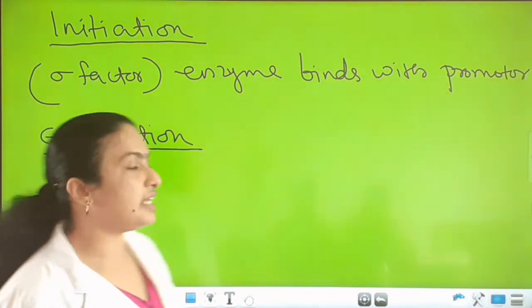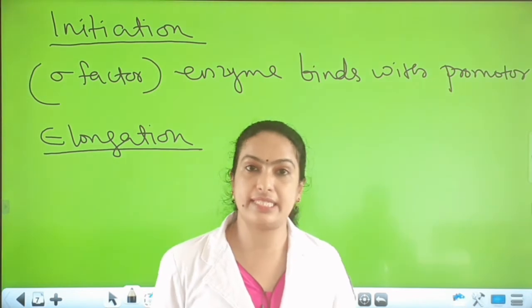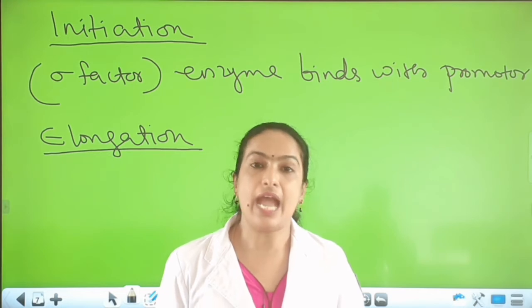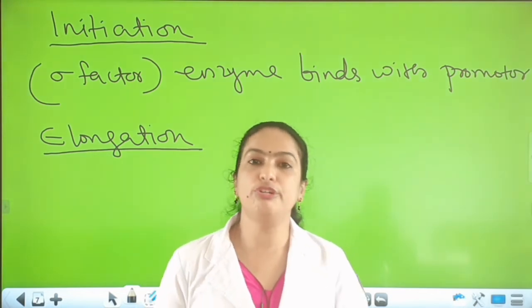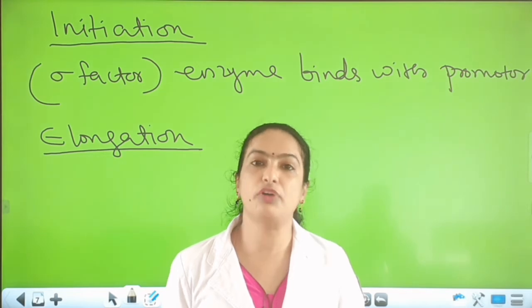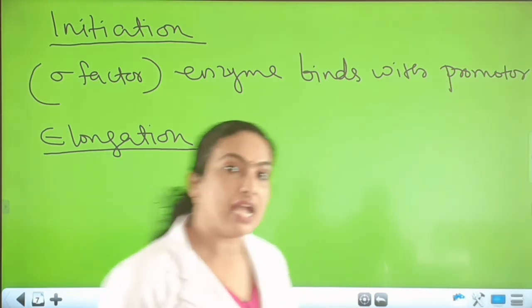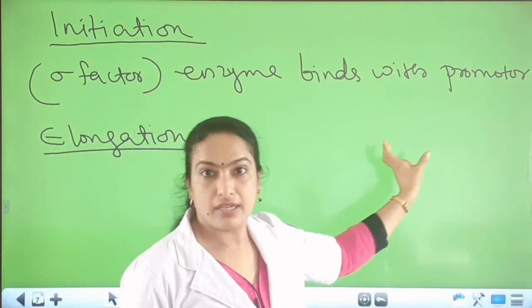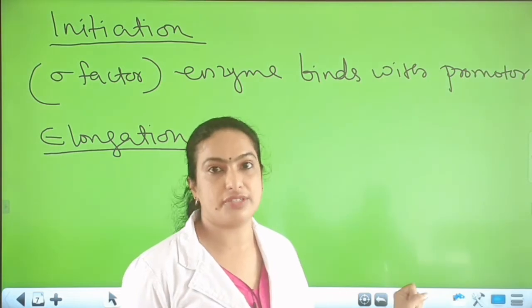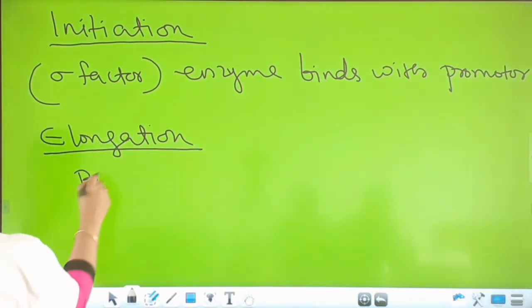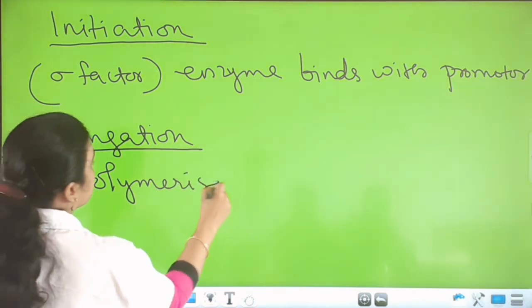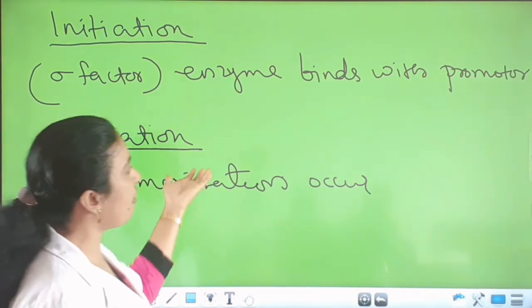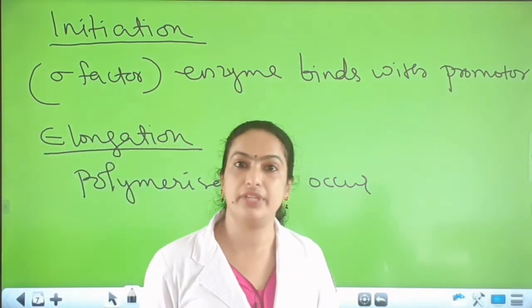See, after initiation, the RNA polymerase moves towards 5' 3' direction. As it moves along, new nucleotides will be added for the formation of mRNA, and that is the elongation. So before elongation, the sigma factor leaves from the promoter gene or from the structural gene. Okay, so polymerization occurs. Polymerization means extension or adding of nucleotides on the template strand of the DNA.